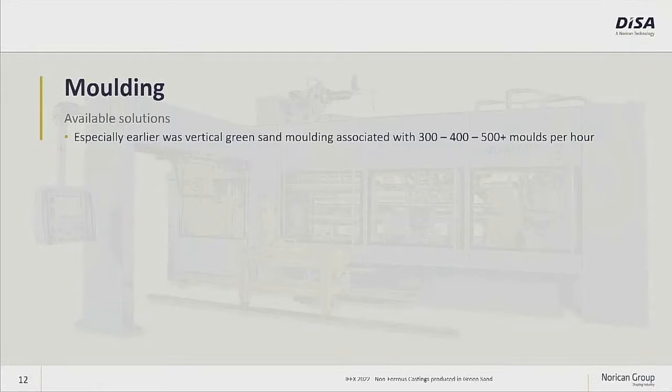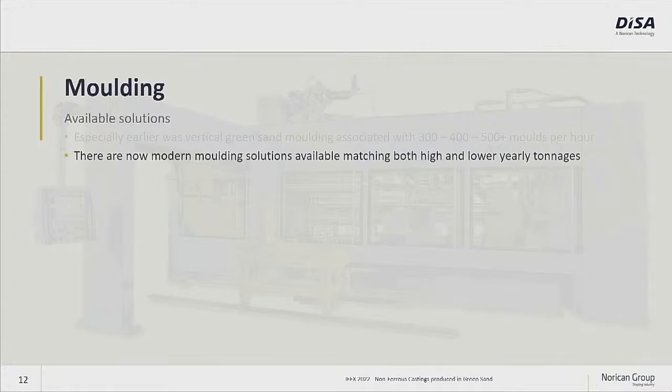Molding, especially when we talk about vertical green sand molding, people normally think 300 molds per hour, 400 molds per hour, even 500 molds per hour. But when we talk about modern green sand molding, we now have available solutions that both fit these huge volumes normally produced in green sand and also smaller volumes which are relevant for non-iron castings.